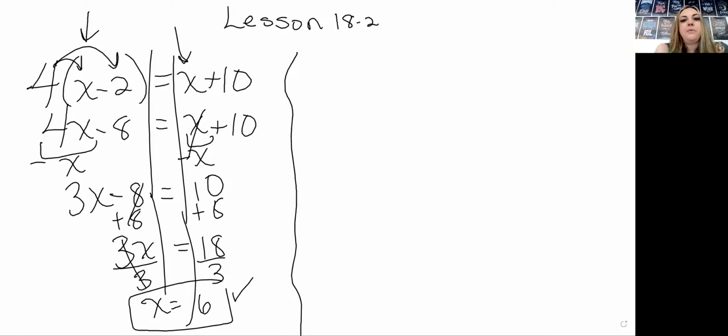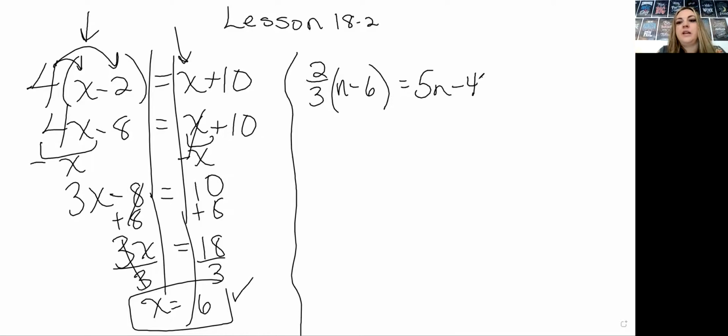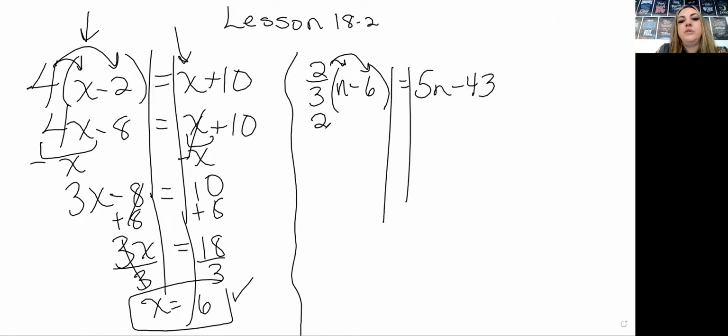Okay, same process will be applied to this next one, only we're going to distribute a fraction. So we're taking our knowledge of working with fractions, applying it now to solving equations. We're going to distribute first. We get 2/3 n minus, well, we multiply our numerators, we get 12 on top and a 3 on the bottom. Over here, we have 5n minus 43 still.